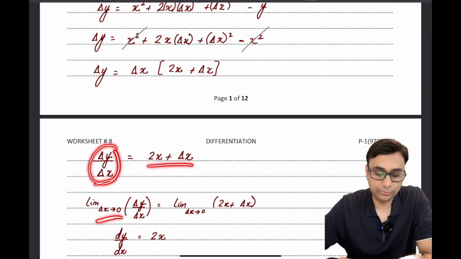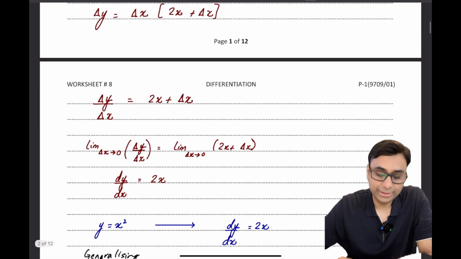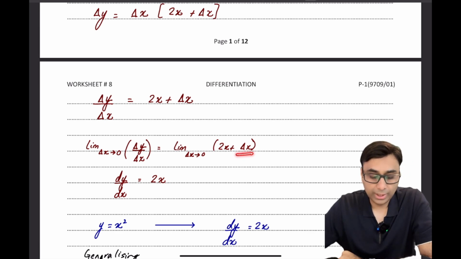I would want to find delta y over delta x for a limit where delta x is very small and approaching 0. So I put the limit on both sides, and I realize that if delta x is extremely small and approaching 0, I can approximate the right side of the equation by putting delta x as 0. And when I put delta x as 0, I get 2x. So I get dy by dx as 2x.